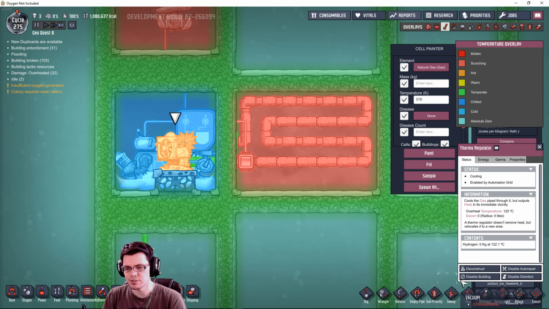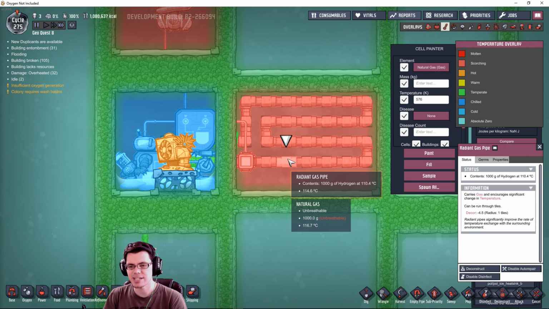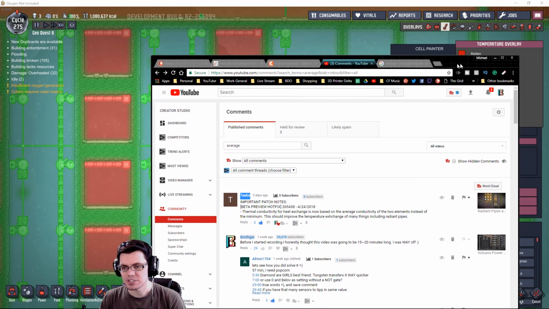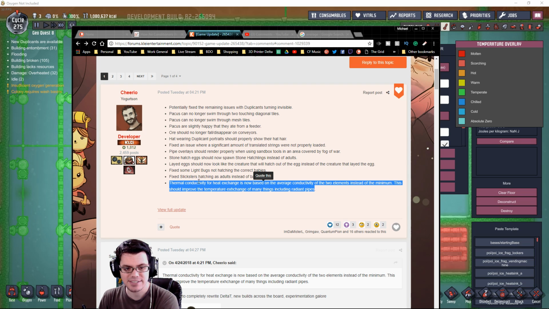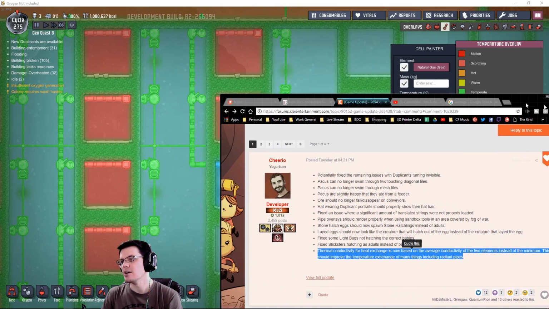So what I want to do, though, is I really want to understand here. So Teebs over here pointed out a really important patch note that they released just a few days ago, actually. And what that is, is that thermal conductivity for heat exchange is now based on the average conductivity of the two elements instead of the minimum. This should improve temperature exchange of many things, including radiant pipes. So how does that affect our radiant pipes?